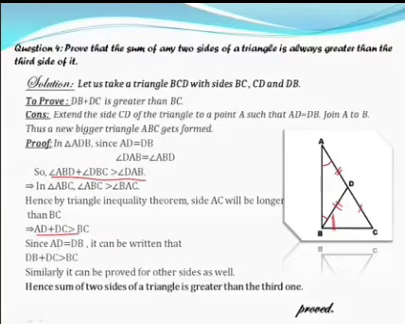And since AD is equal to DB, this we have taken by construction, we can replace AD with DB. So we can write this equation as DB plus DC greater than BC. The same can be proved for other sides as well using the same properties. So we can say that the sum of two sides of a triangle is always greater than the third one. Let us move on to the fifth question.